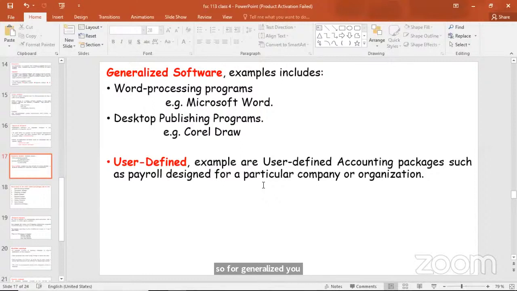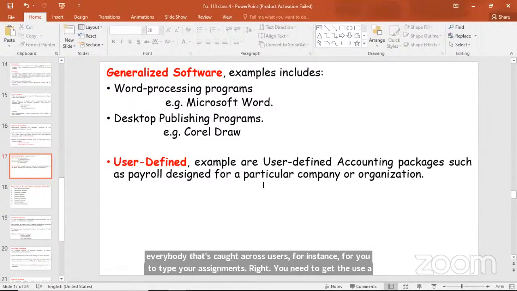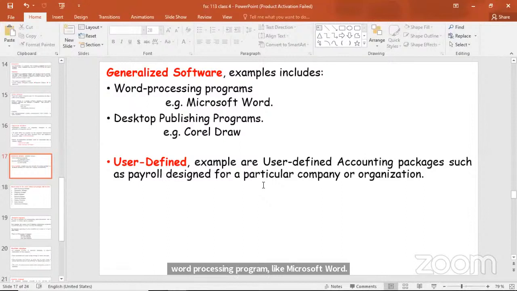Generalized application software can be used by everybody, that cuts across users. For instance, for you to type your assignments, you need a word processing program like Microsoft Word, Notepad, etc. All these things are made available to you on your computer. So you have word processing suites, right? Desktop publishing programs like CorelDRAW can be used by those into graphics design and a host of others.